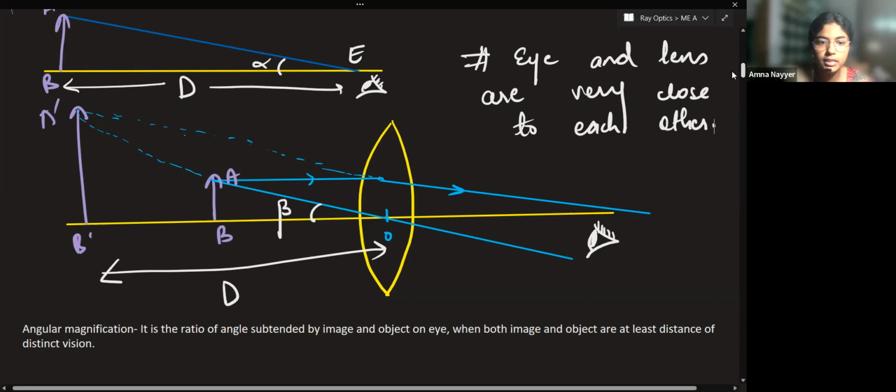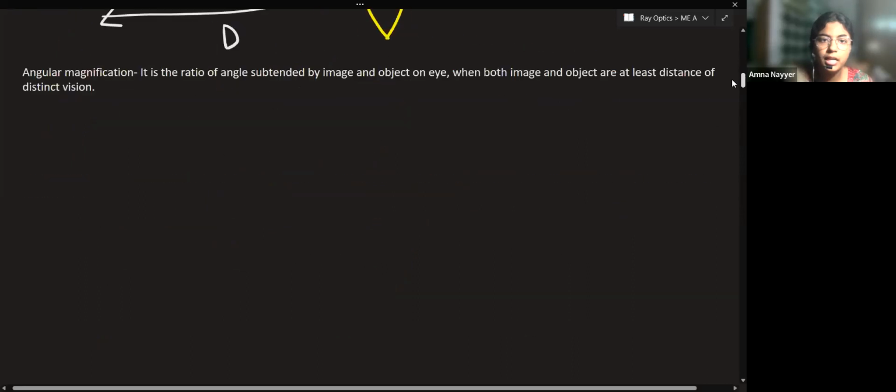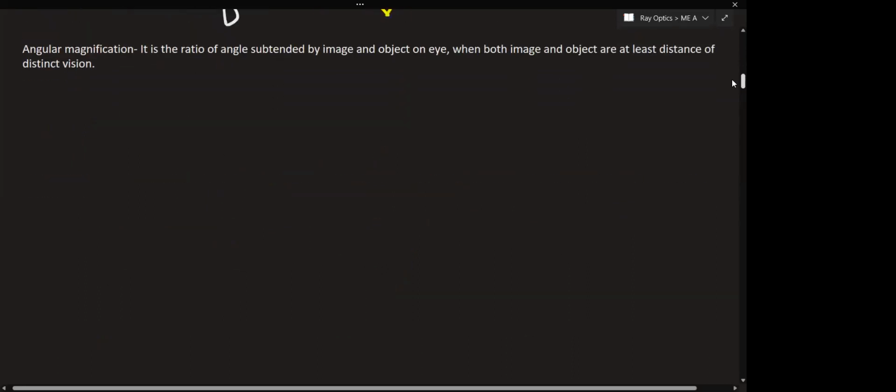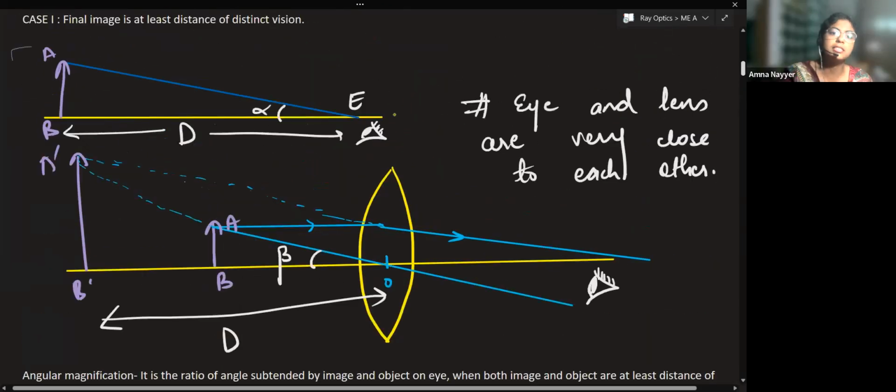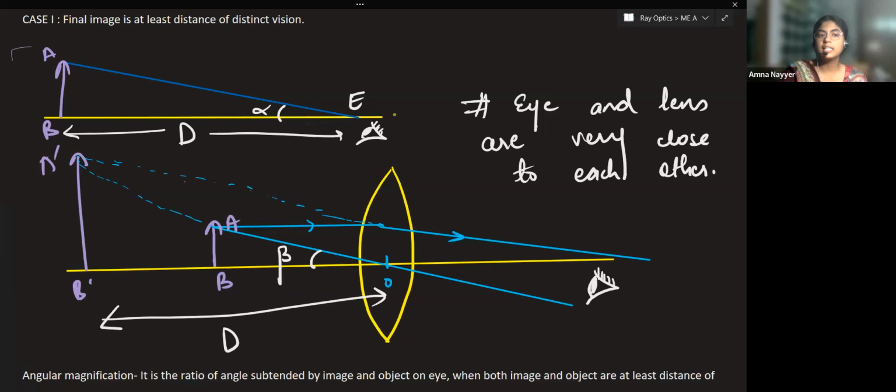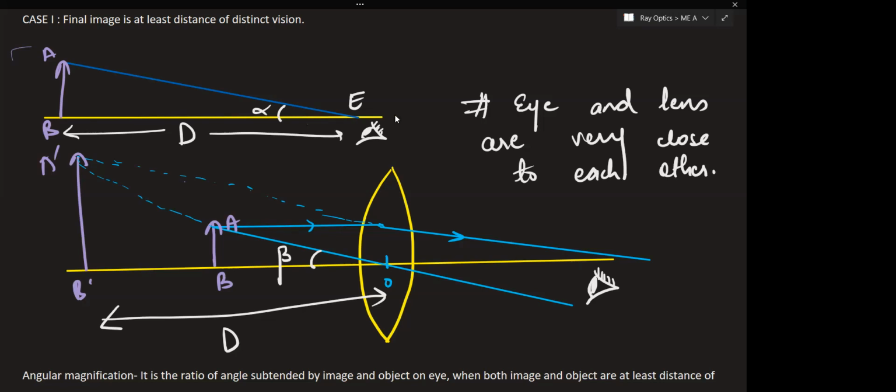Now see, it is the ratio of alpha. Alpha is this. Alpha is the angle that is subtended by an object on the eye when the object is at the least distance of distinct vision, simply like this, without any lens. If I'm viewing this, the angle that this object is subtending at my eyes, this is alpha. Clear? Yes. Okay.